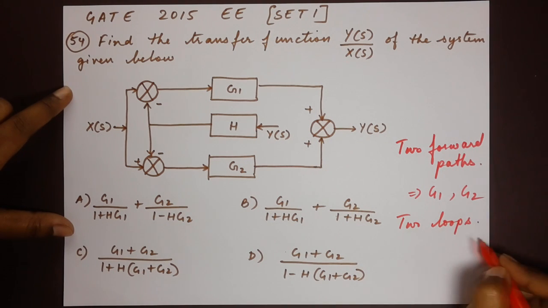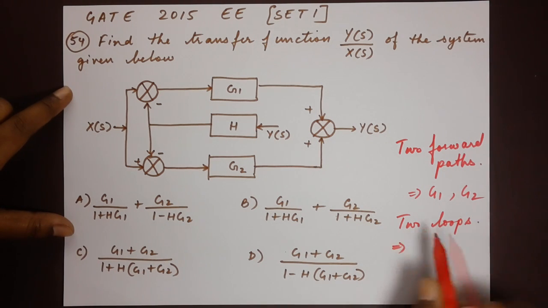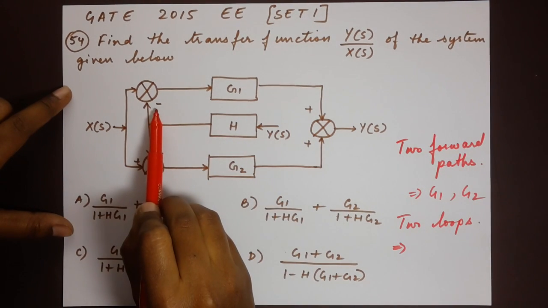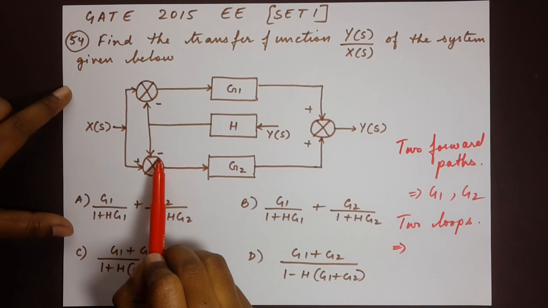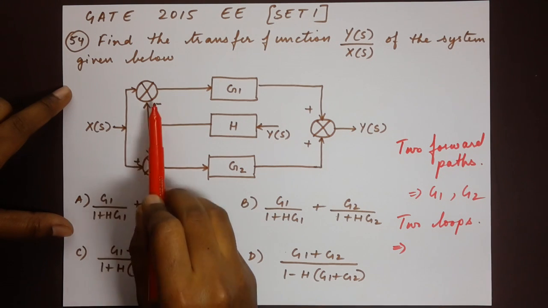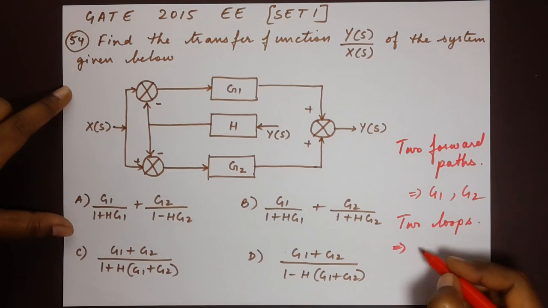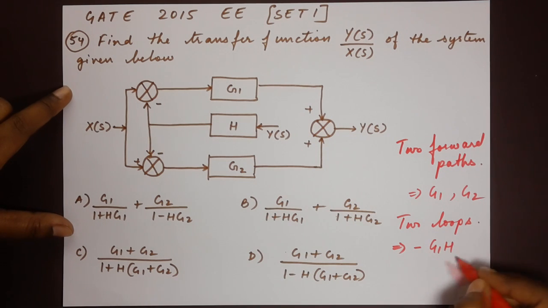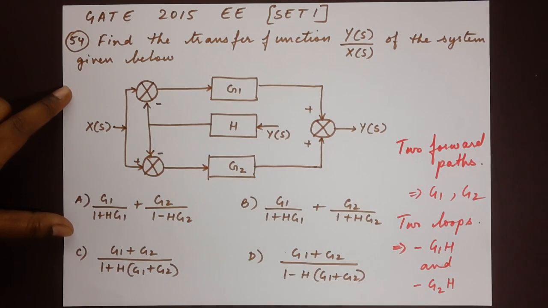Now for both these two loops, the loop gains are, okay, since we have a feedback of H, and you will see that there is a negative at the summation here, right? So the gains would be minus G1H and minus G2H. So we have our two important parts. We have the forward paths and we have the loop gains.